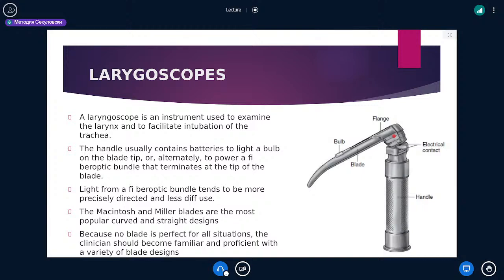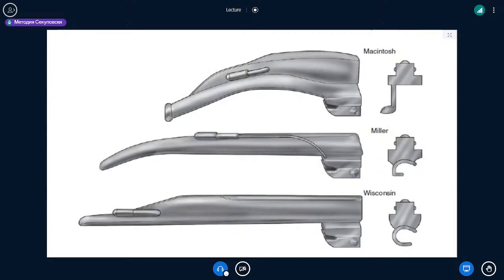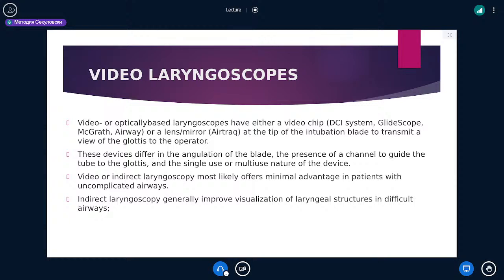The difference we are working with is one for the adult and another for the child. In the Macintosh, you can see the curved blade. About the Miller, it is the one-size blade. Another one is the Wisconsin, but for you it's not important to know. This is for when you start specializing as an anesthesiologist or in intensive care.